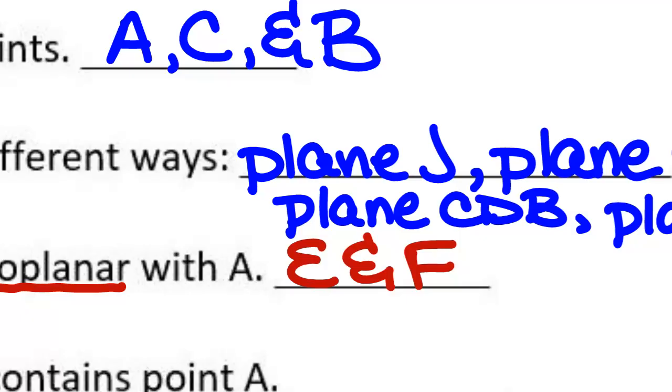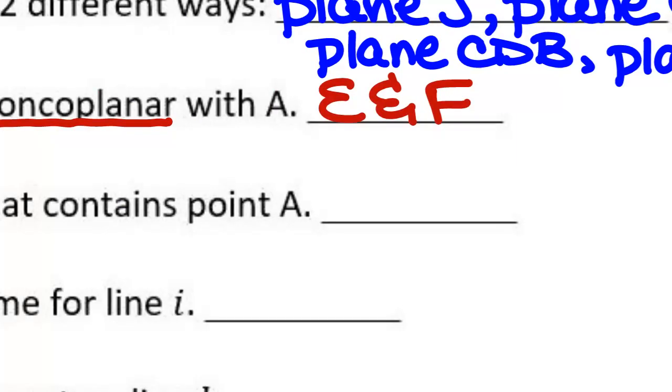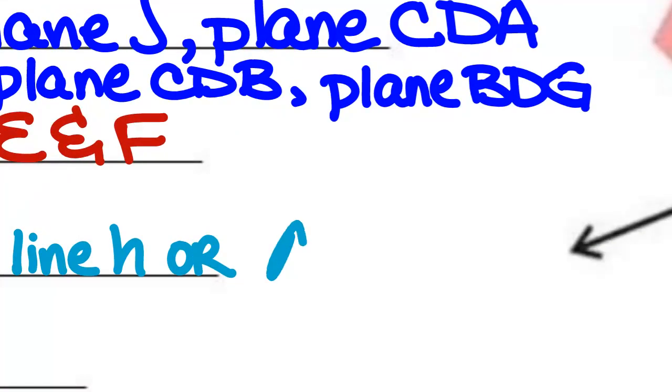Name a line that contains point A. What did we say? H. We can call it line H. Can you give me a different name for that same line? AC. We could call that line AC, but now I have to remember to do the dash with the arrows over the top. If we call this line H, we have to write the word line out.